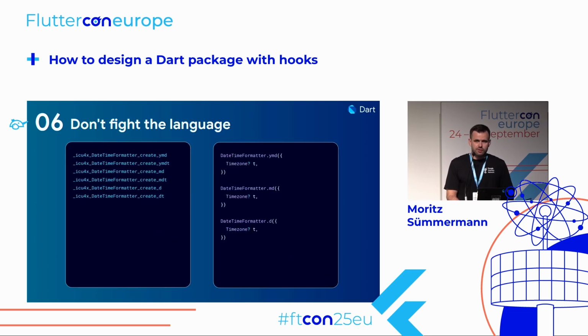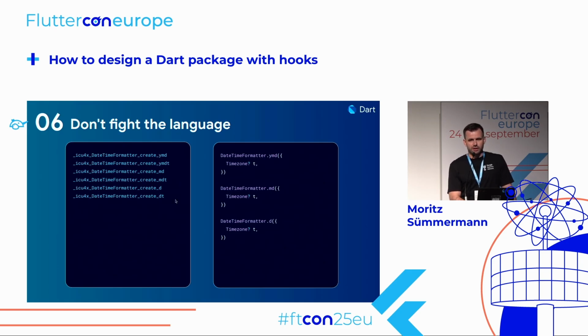Yeah, and the last point is to not fight the language. That happened to me in the beginning. On the left side, you see how the C API, or in Rust the Rust API, looks. And there you have all these different constructors. These are datetime formatting constructors for the year, month, date format. Then you have another one for year, month, date with time zone. Then you have one for a month, day with time zone, and so on and so forth.